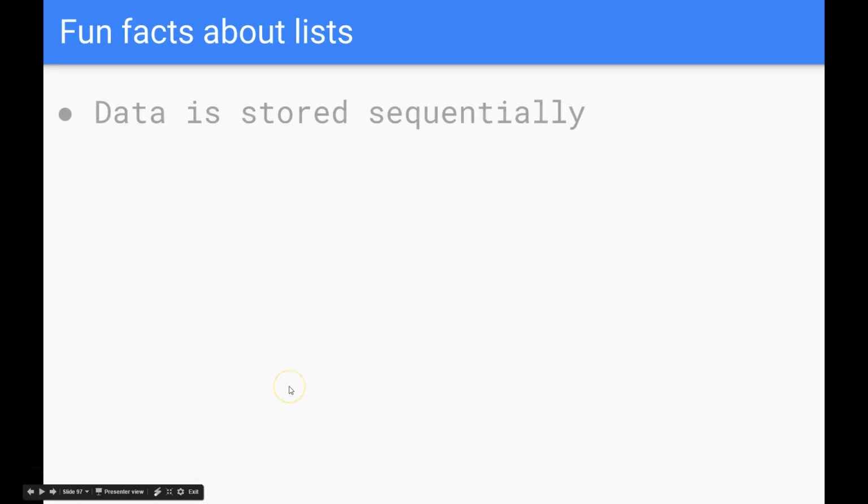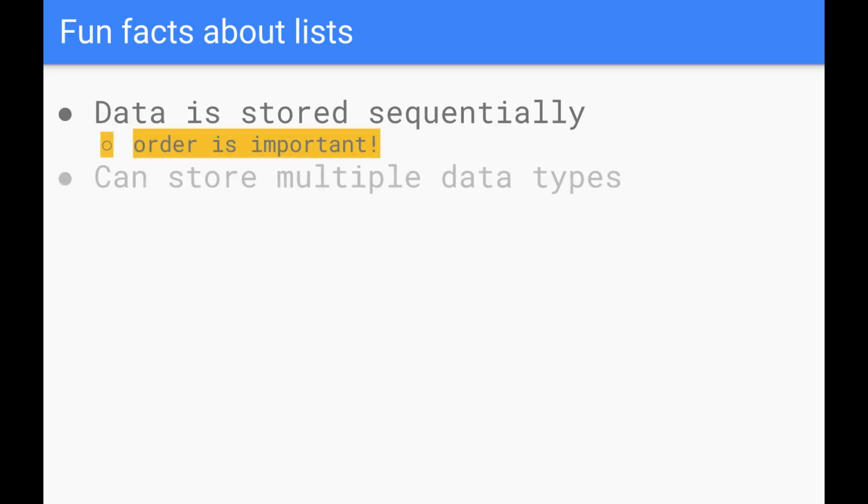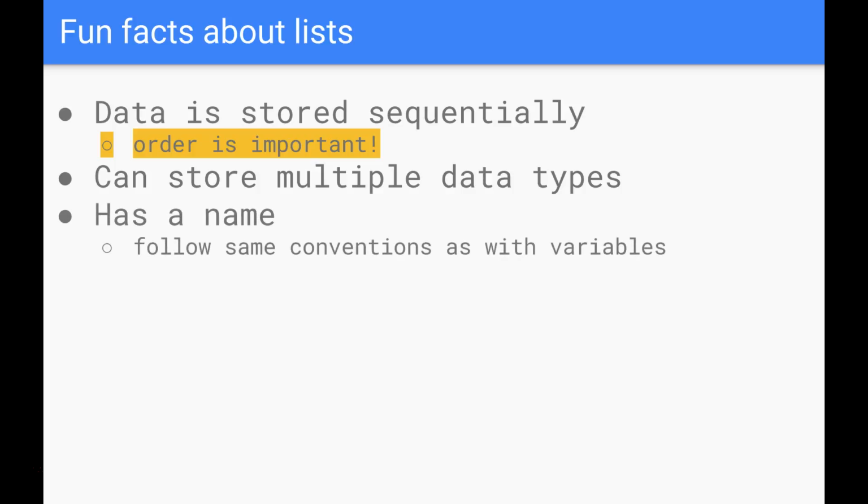So to get us started, some fun facts about lists. First of all, the data is stored sequentially, so the order in which the elements in the list are stored is important. You can store multiple data types, so the elements in your list don't all have to be the same. You can have a mix of string, integer, boolean, and so on. It has a name, just like we would with a normal variable, a camel case style name.